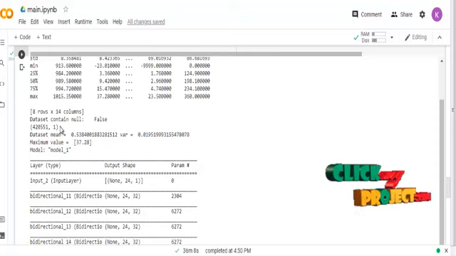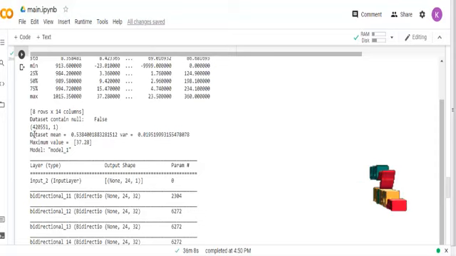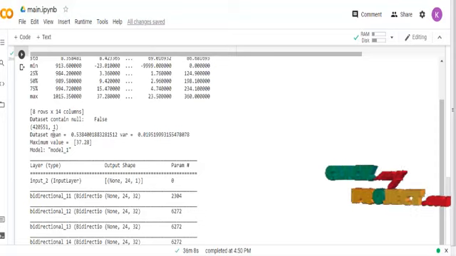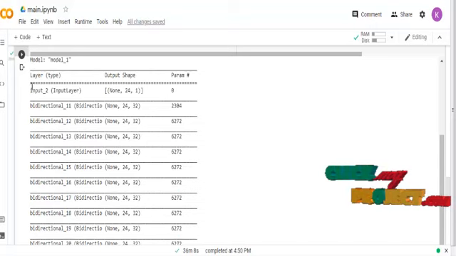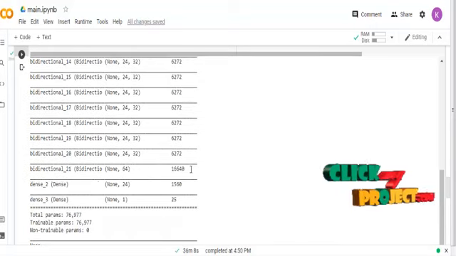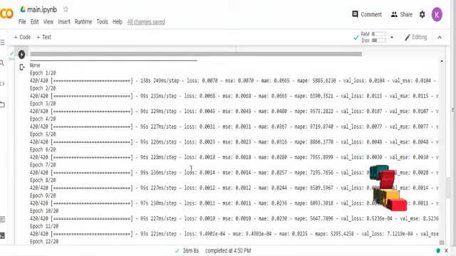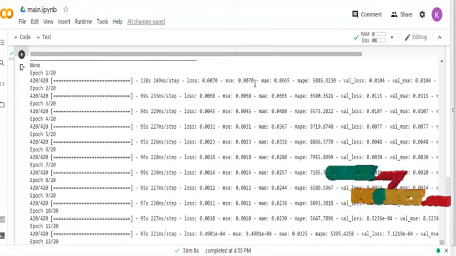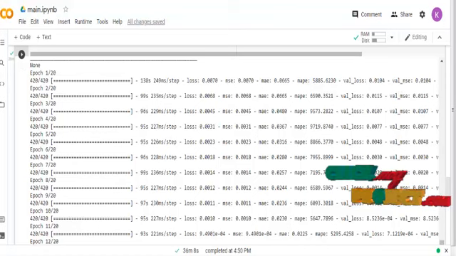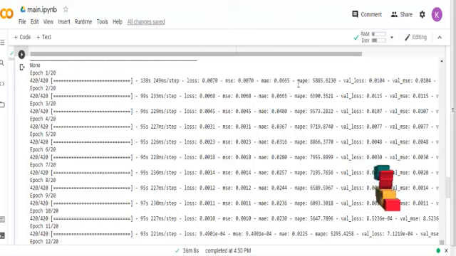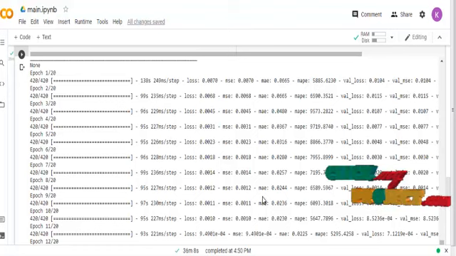The shape of our dataset is 20,551 rows, and this is the mean value of our dataset, this is the variance of our dataset, and this is the maximum value of our dataset. This is the Bi-LSTM model summary, and in that we find the mean square error, mean absolute error, mean absolute percentage error, and the validation mean square error, validation mean absolute error, and also validation mean absolute percentage error.